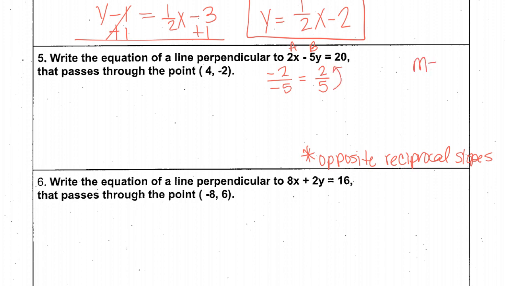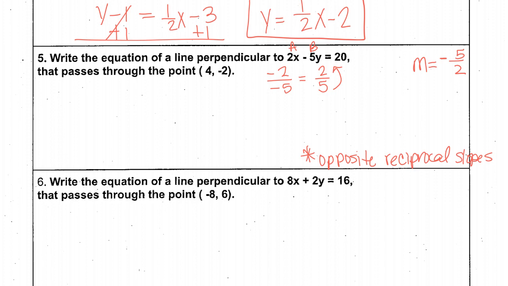Therefore, I'm trying to find a line that's perpendicular to that. So I have to flip the sign. Because that's a positive slope, my new slope over here is now negative. And I have to flip the fraction. So 2 over 5 now becomes 5 over 2. So my slope is negative 5/2.